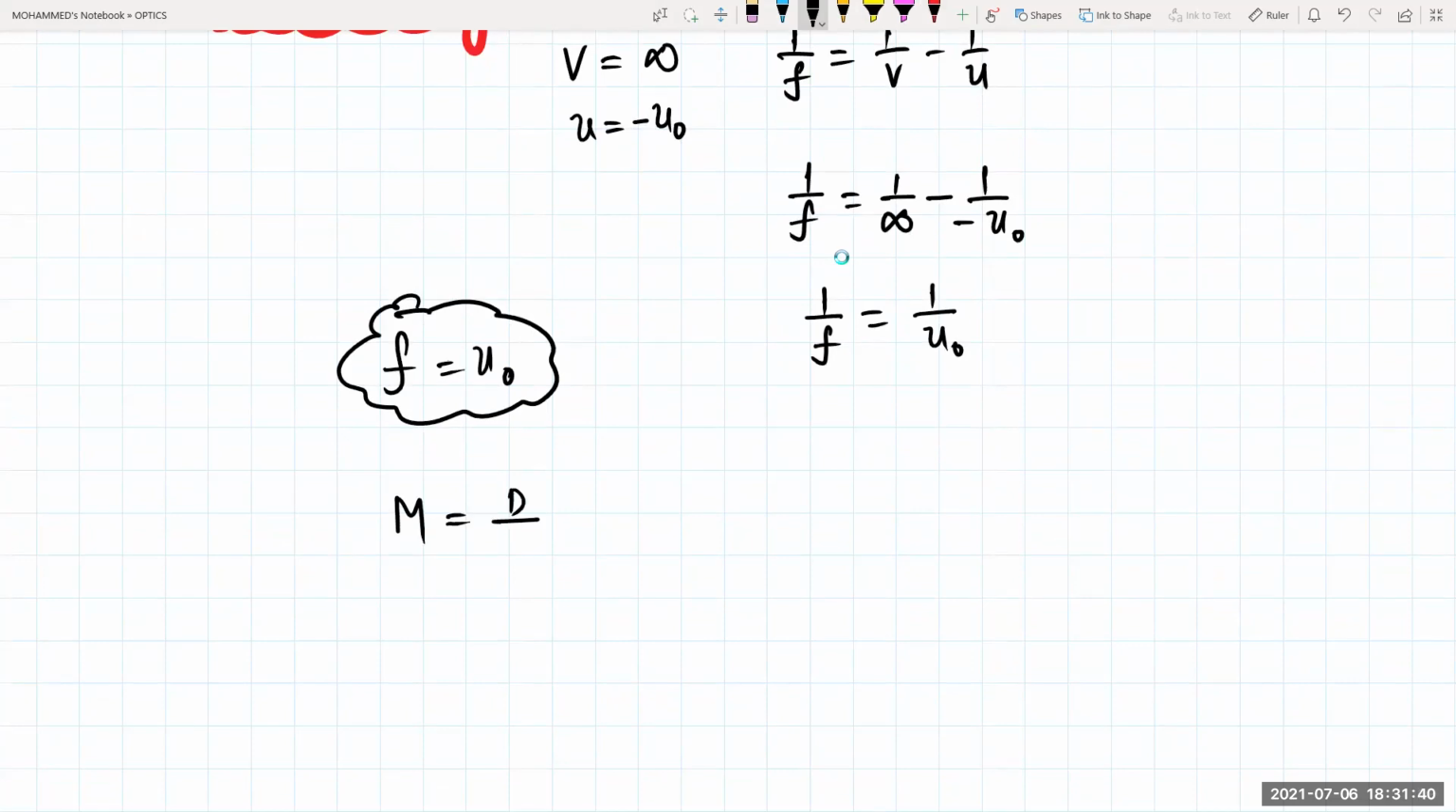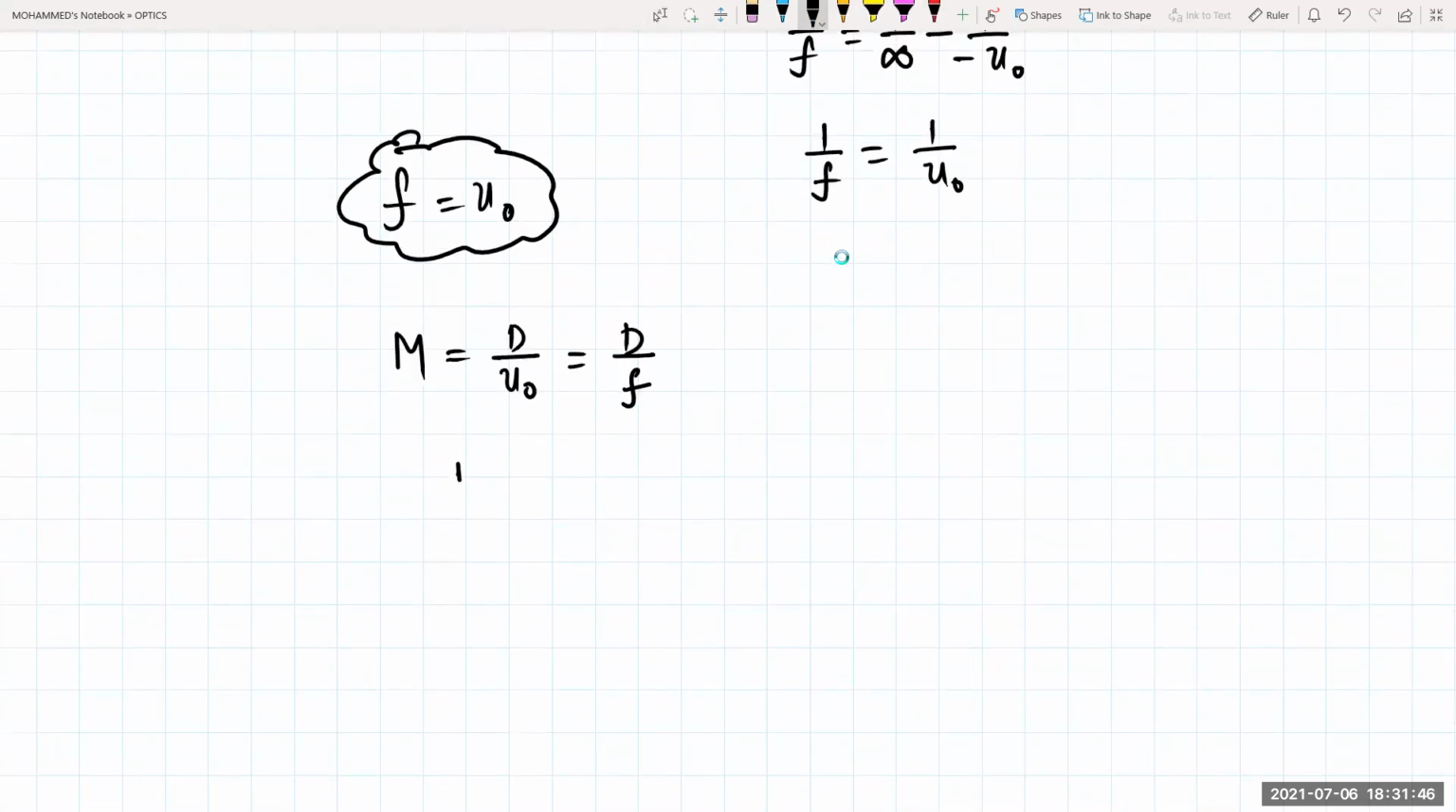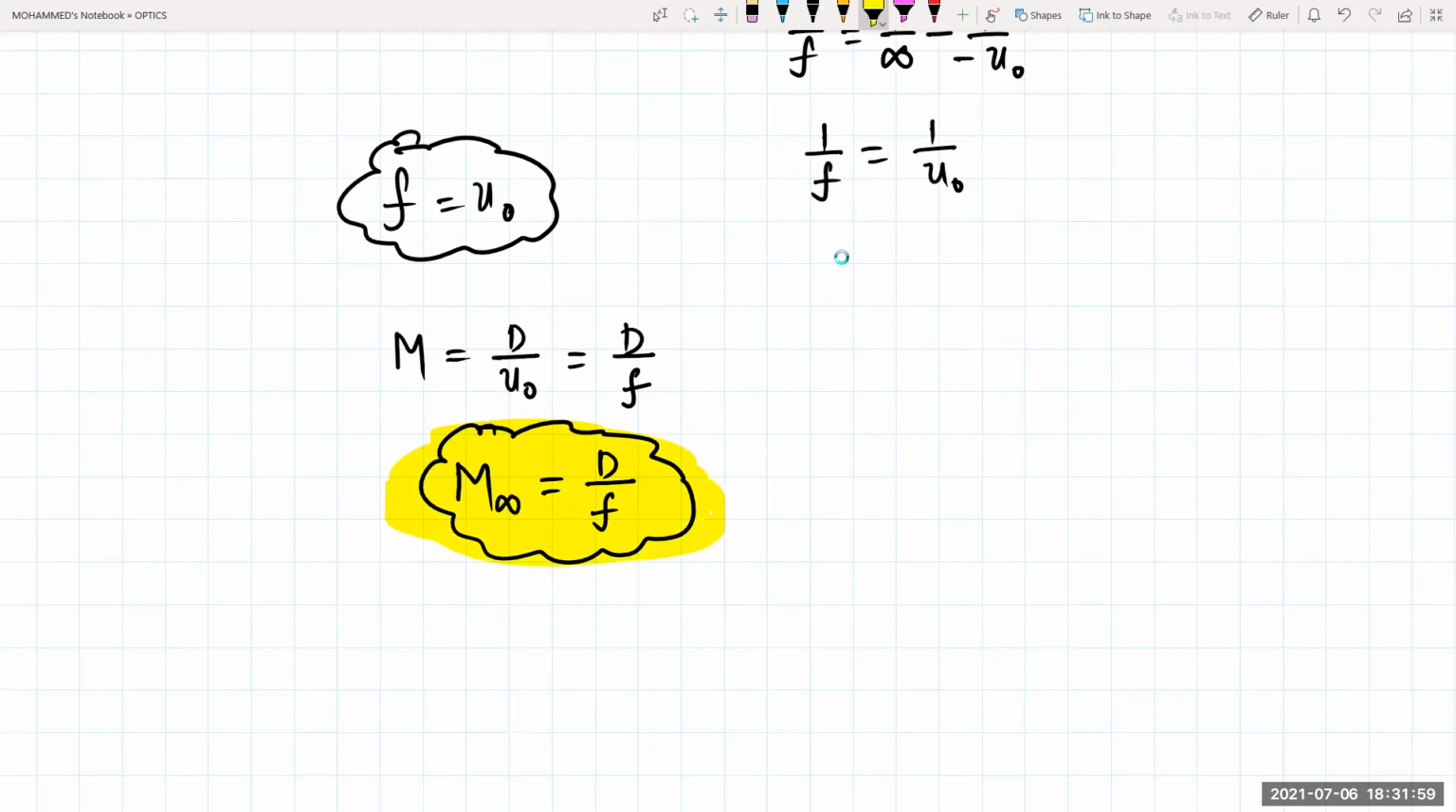Now tell me the magnification formula for this one. Magnification is D by u naught, which is equal to D by f. So when the image is formed at infinity, in the relaxed position, the magnification formula is D by f. Are these two formulas clear? Very important: when the image is at the least distance of distinct vision, the magnification is 1 plus D by f. When it is in the relaxed position, it is D by f. Is that clear?